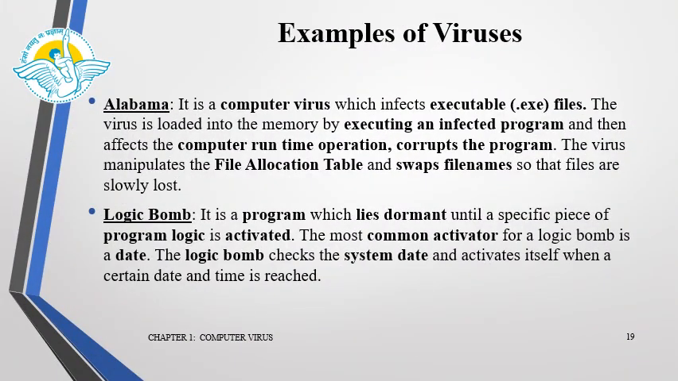The next example is Alabama virus. It is a computer virus which infects executable files. The virus is loaded into the memory by executing an infected program and then affects the computer runtime operation, corrupts the program. The virus manipulates the file allocation table and swaps file names so that files are slowly lost.